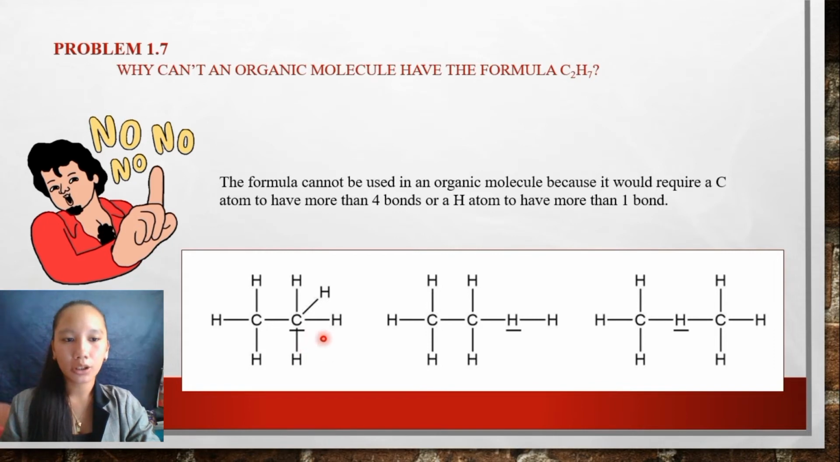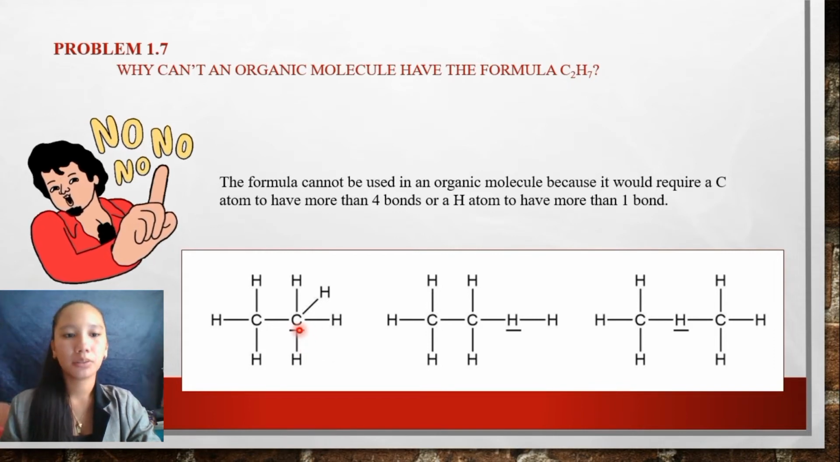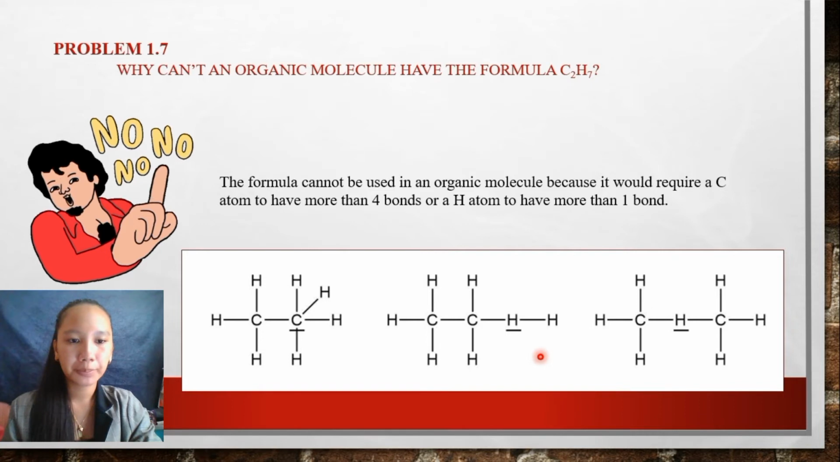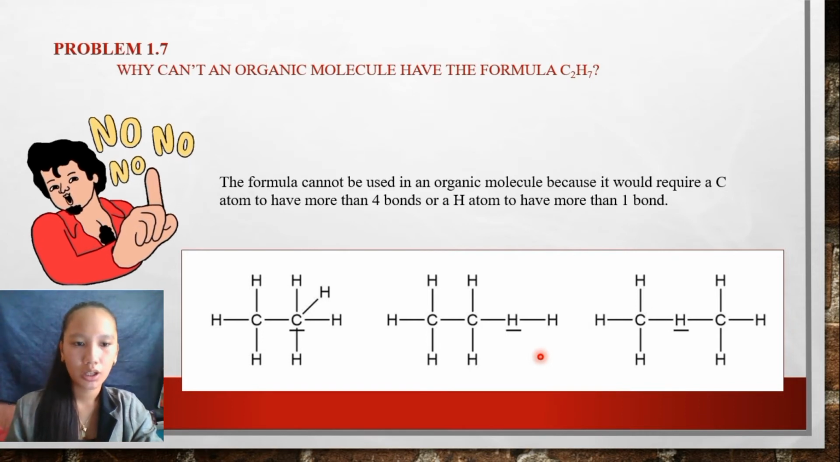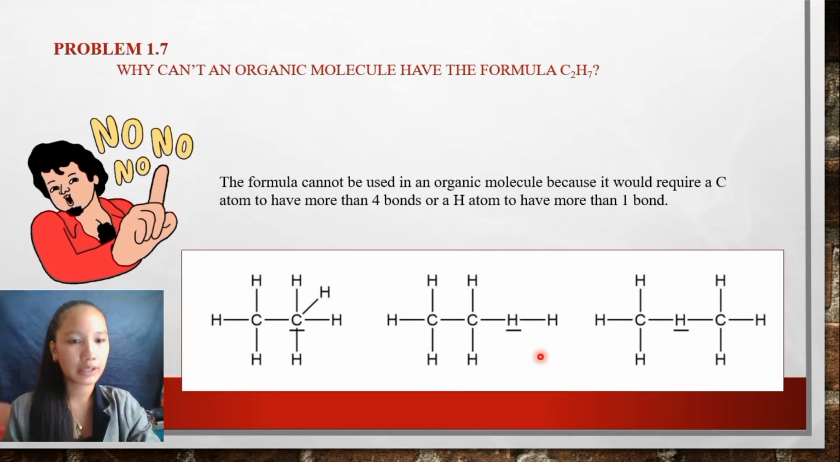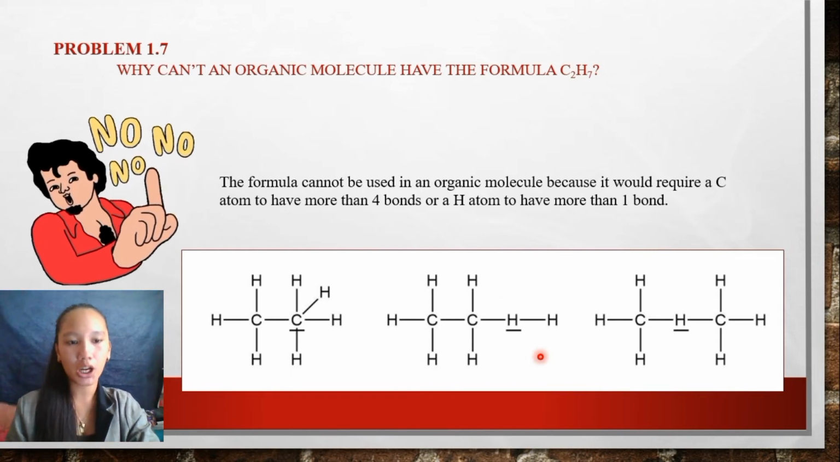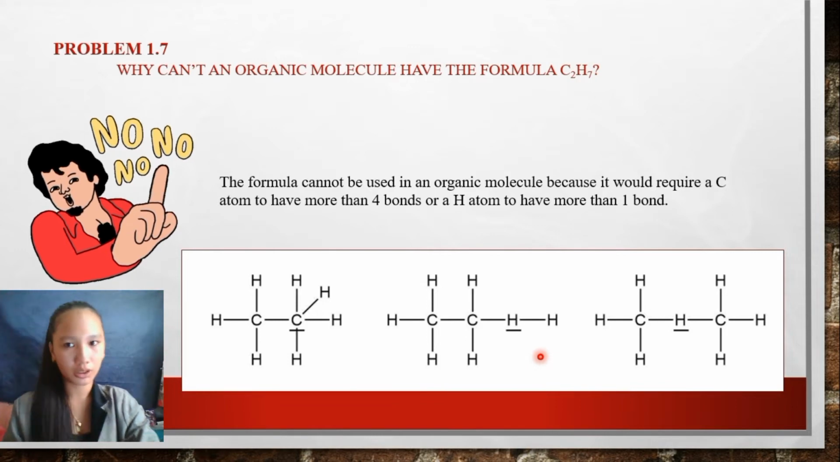The underlined atoms indicate that their valence numbers are excessive. More bonds than permitted are formed by the atoms in the illustration. The formula cannot constitute an organic molecule since it would require either a C atom with more than 4 bonds or an H atom with more than 1 bond.